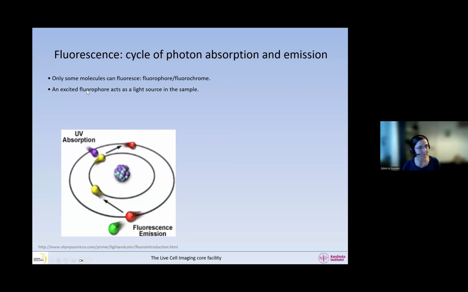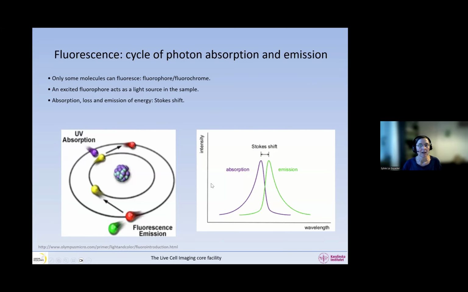So in our samples, the fluorophore acts like a light source. So this is like a little lamp. Every fluorophore is like a little lamp. And because of these vibrations, we have two different lights. We have the excitation light, which is the one that is being absorbed and excites the fluorophore. And we also have the emission light, which is the one that the fluorophore spits out to go back to a more stable state. And the Stokes shift is the distance in nanometers between these two peaks.